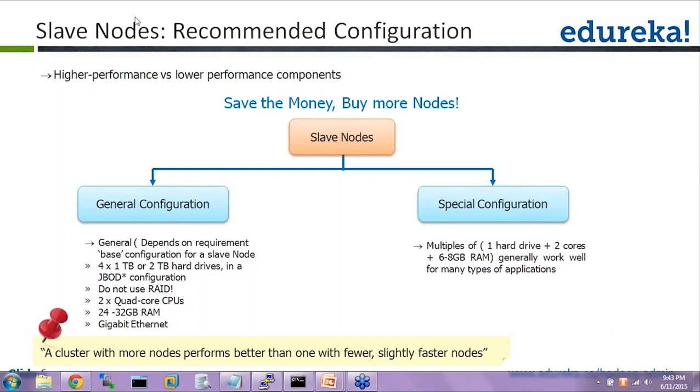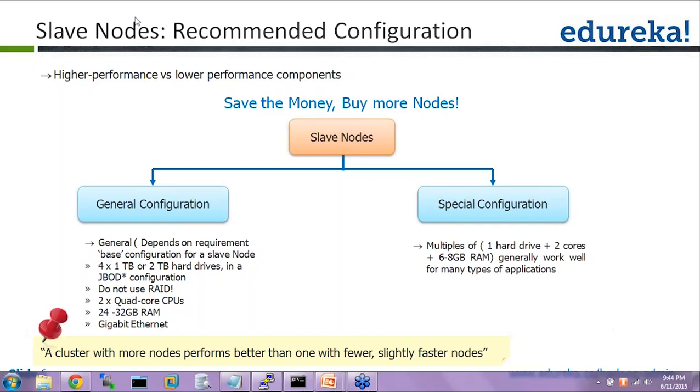So 2 quad core CPUs, 24 to 32 gigs of RAM, gigabit Ethernet. While we have a special configuration as well, multiples of 1 hard drive plus 2 cores plus 6 to 8 gigs of RAM generally work well for many types of applications. So you can see how small a configuration it is. You cannot even compare it with a laptop; today's laptops are also composed of like 16 gigs or 32 gigs of RAM. But yes, if you have like 100 nodes with these special configurations, then they generally work well for many types of applications.